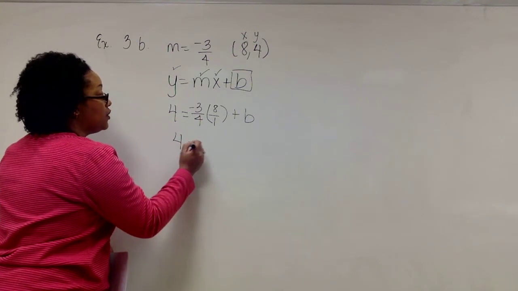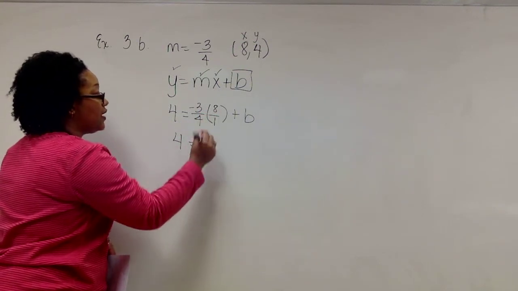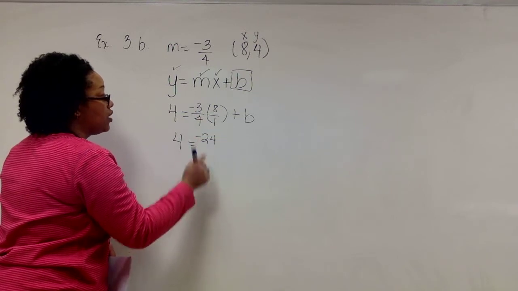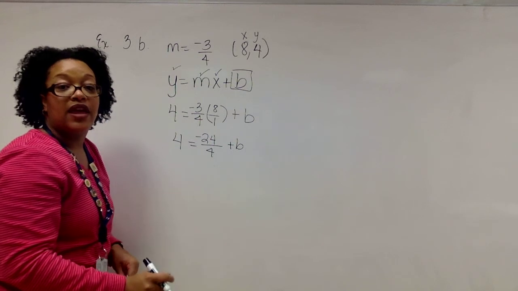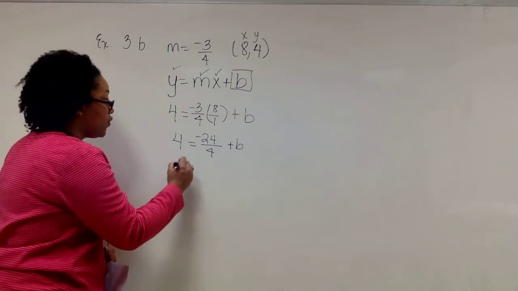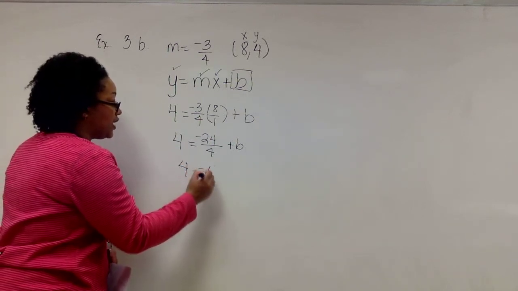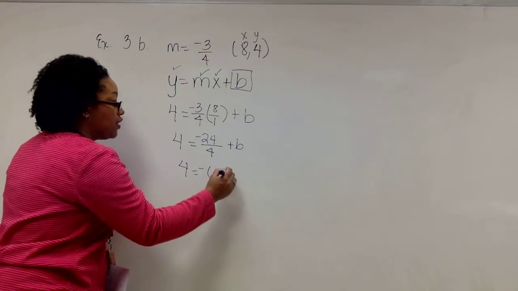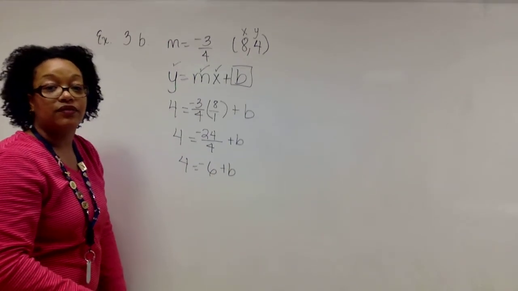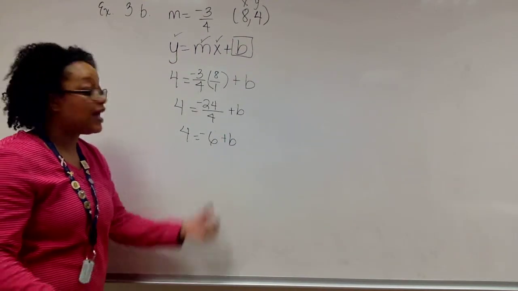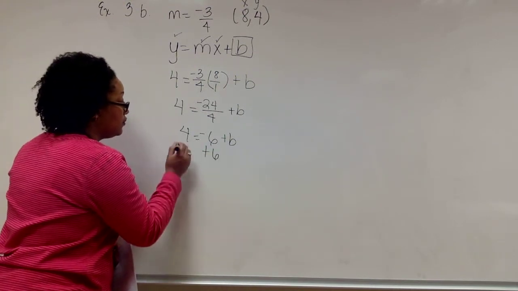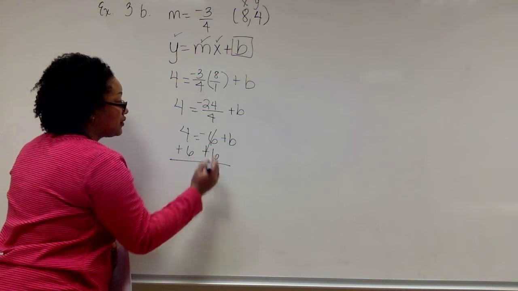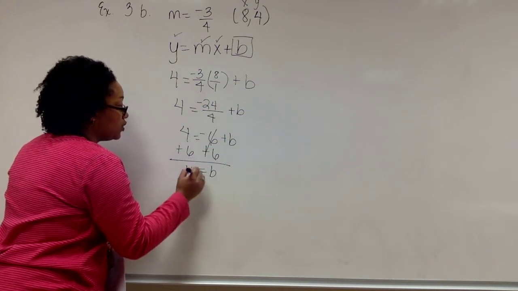So that's my next step. The 4 doesn't move. Negative 3 times 8 is negative 24. 4 times 1 is 4. Add my b. Negative 24 divided by 4 reduces to negative 6. I still add my b. So, to solve for b, I got to move the negative 6 over, so I change the sign. The 6's cancel. b is equal to 10.